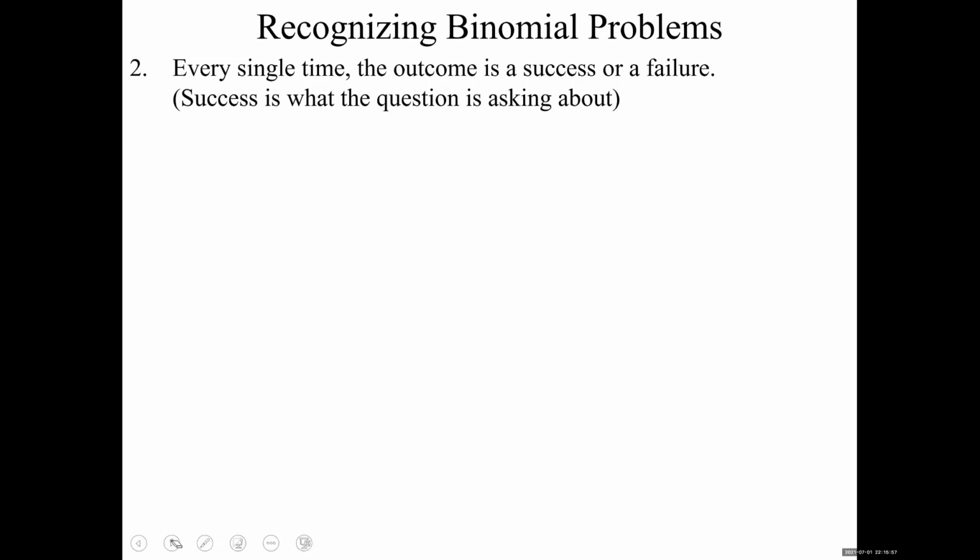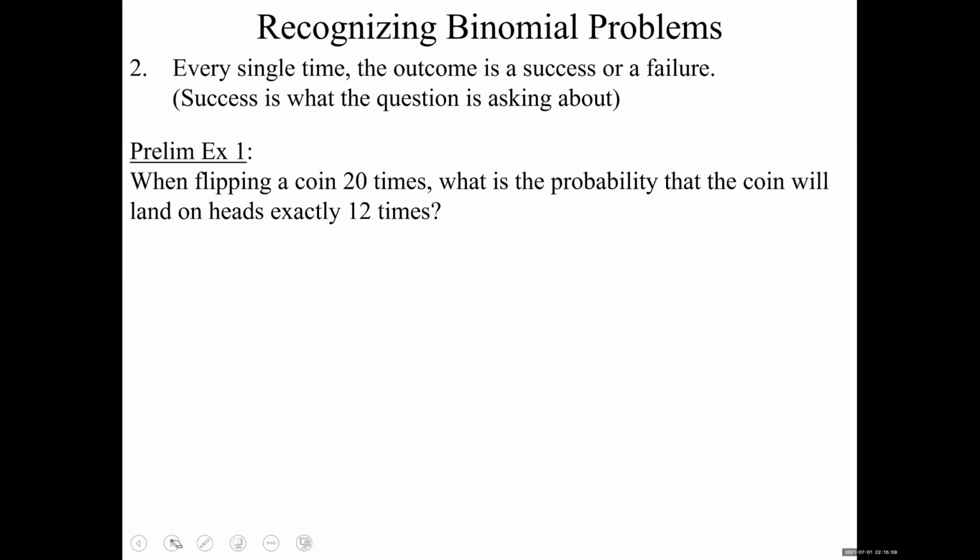Let's go ahead and look at the first example again. When flipping a coin 20 times, what's the probability the coin will land on heads exactly 12 times? Okay, I know I'm flipping the coin 20 times, so n is 20, but every single time I flip, when I'm done, it's either a success or a failure. It's a success if it lands on what? Any ideas?